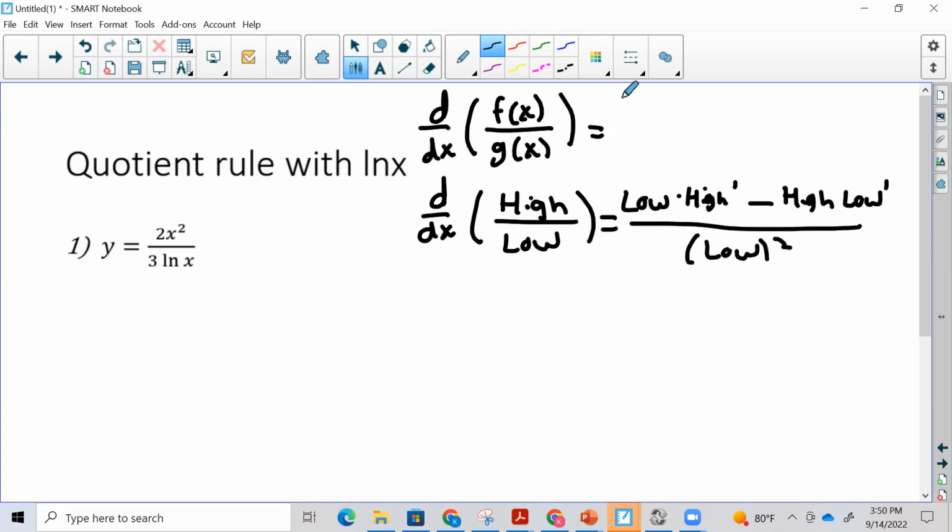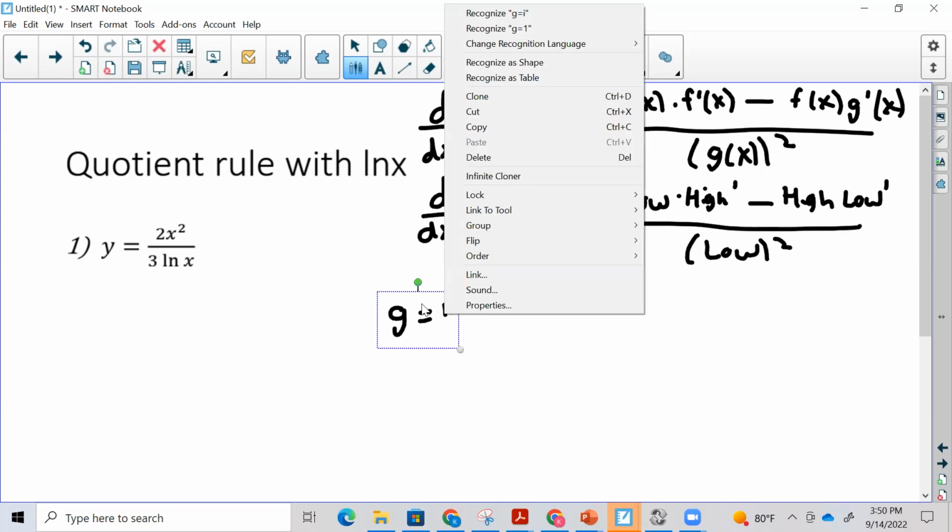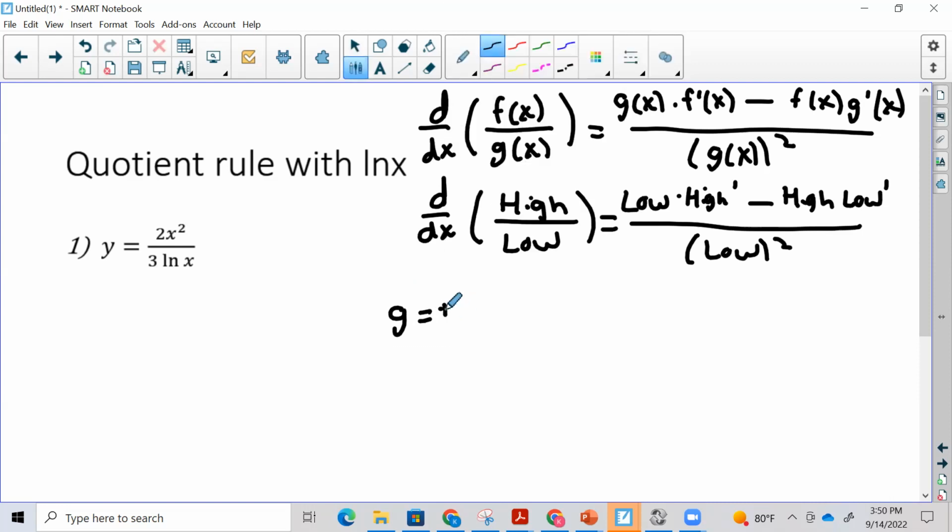Or with our functions, you can do the bottom g of x times the derivative of the top f of x, minus the top times the derivative of the bottom, which is g prime of x, all over the bottom squared. So whichever way works best for you, remembering it and getting it correct is fine. So what we're going to do here is we have our two functions. You can either call them g and f or low and high, whatever works for you. I'm going to label them both.